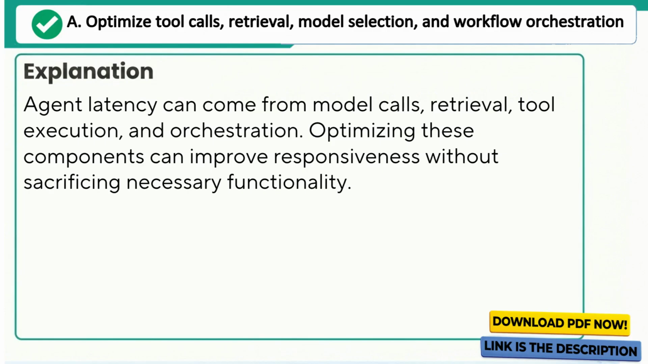Explanation. Agent latency can come from model calls, retrieval, tool execution, and orchestration. Optimizing these components can improve responsiveness without sacrificing necessary functionality.